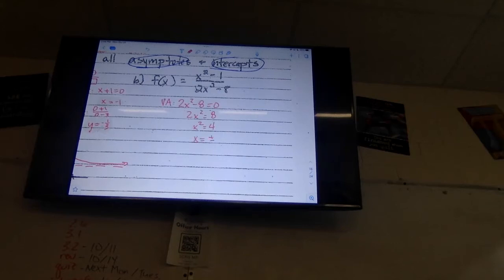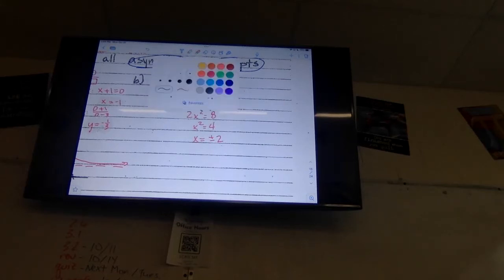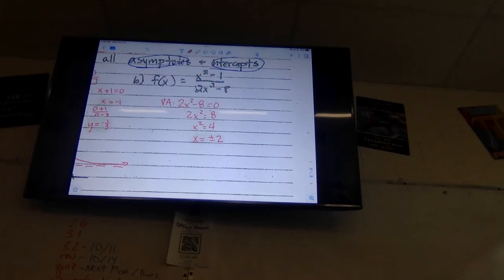Good. I like that you did plus or minus 2. It's got to be positive 2. It's got to be negative 2. We got to try both of them. Everybody okay with that? All right, what about my horizontal asymptote? What's my horizontal asymptote? Yes, exactly right. Y equals 1/2.